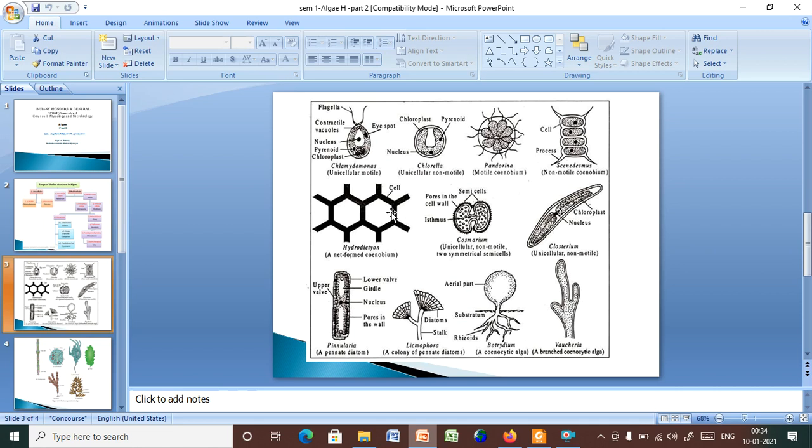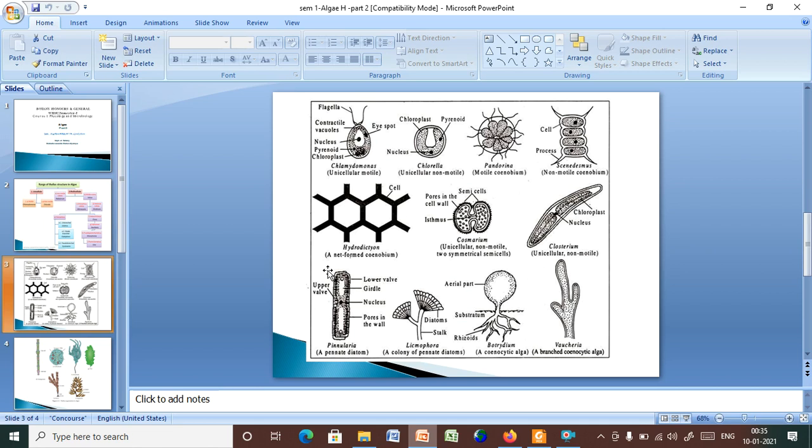If we consider the branched type, Cladophora is a typical branched representative, and the unbranched type includes members like Spirogyra, Ulothrix, Zygnema, Oedogonium. These are all members of Chlorophyceae and are unbranched. And there is also a false branching condition, that is, the branching is not true. A typical example is Scytonema, a member of Cyanophyceae.